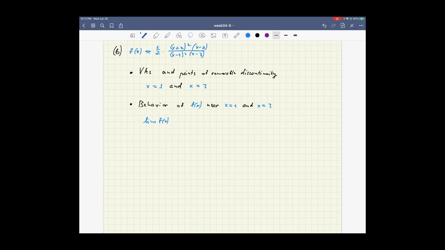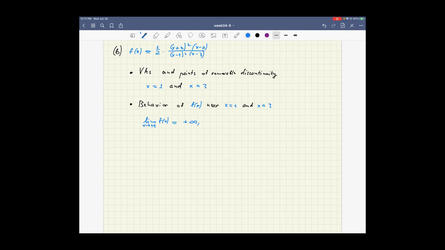Limit at 1, either from the right or from the left, is the same. That is positive, that is positive, that is negative, that is negative. So the limit is positive infinity.